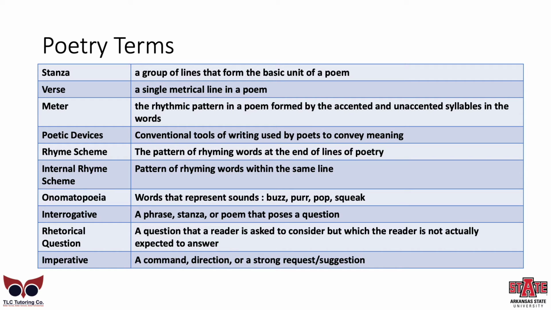Verse is a single metrical line of a poem. You remember when we looked at Shakespeare's poem, we talked about it being written in iambic pentameter, and we said that each verse consisted of 5 iambic feet. Meter is the rhythmic pattern in a poem formed by the accented and unaccented syllables in the words.